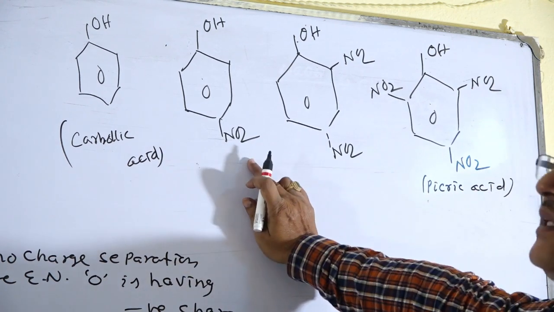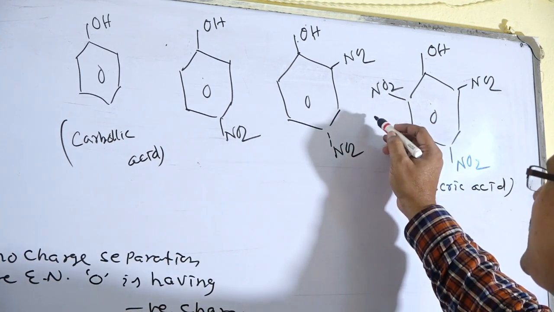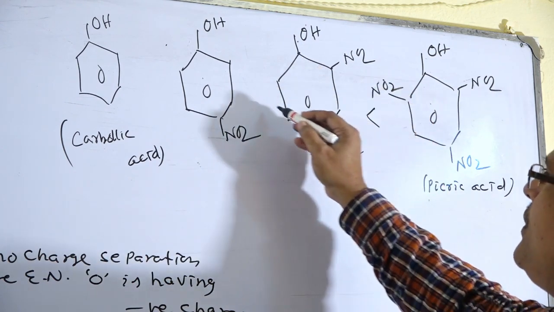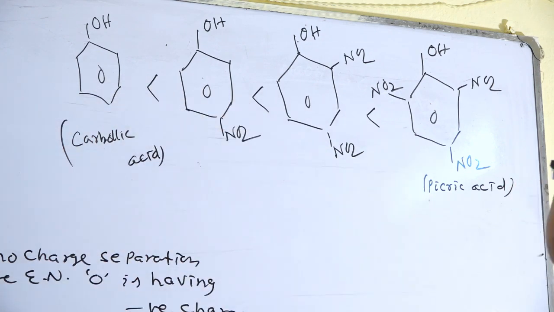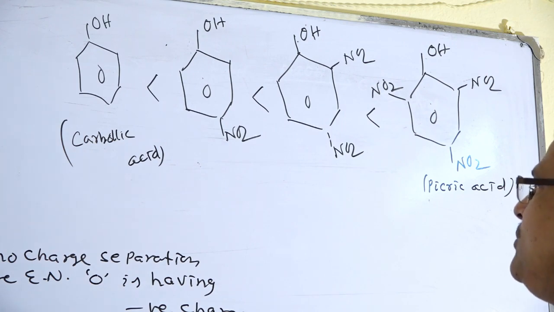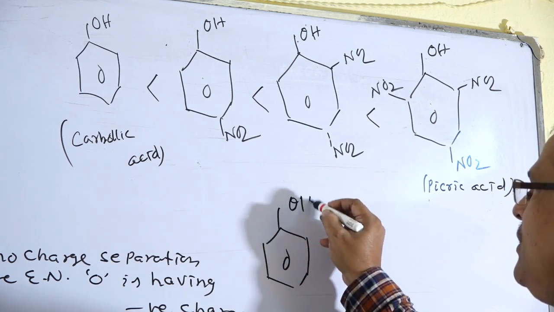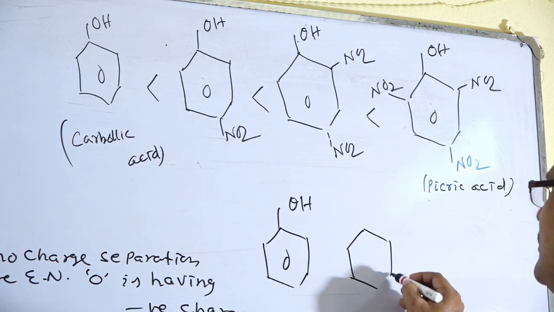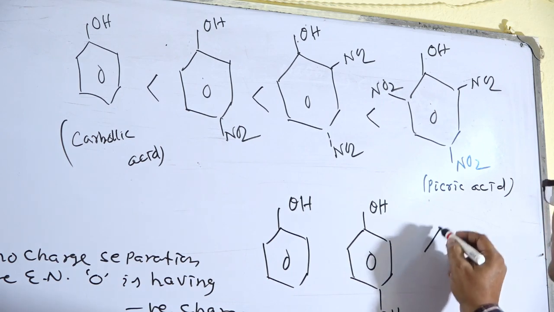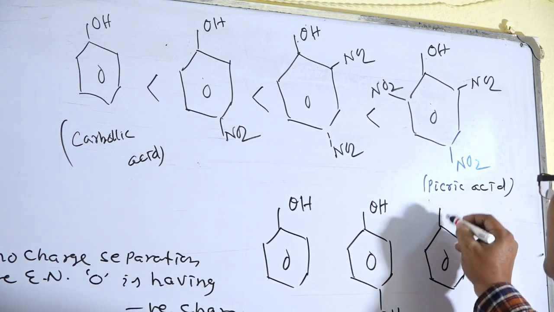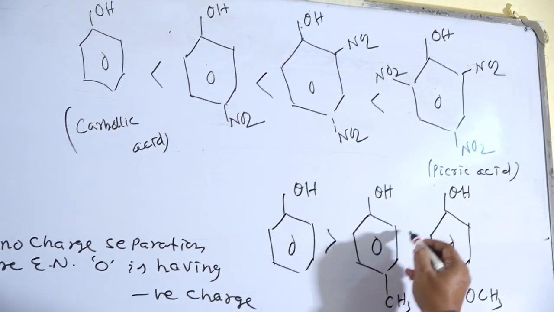So the presence of minus I groups will increase the acidic behavior. So the acidity trend is 2,4,6-trinitrophenol greater than 2,4-dinitrophenol greater than 4-nitrophenol, that is para-nitrophenol, greater than phenol. So this is the effect of the minus I group. If we take phenol, so this is the trend.